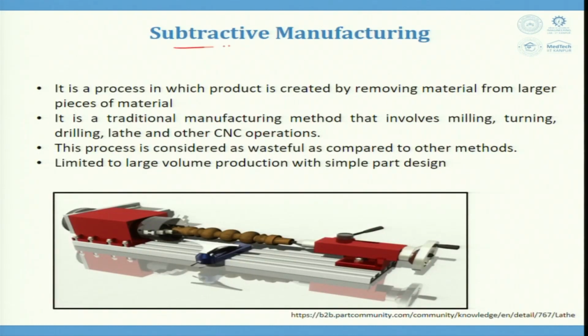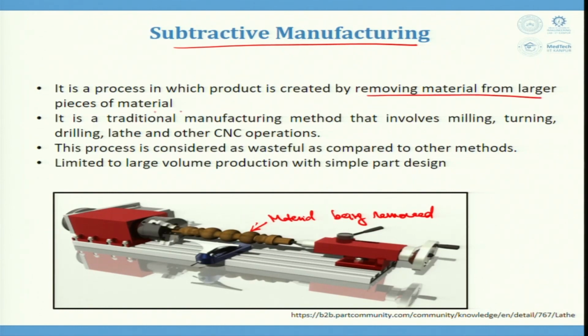There are certain kinds of manufacturing processes. Subtractive manufacturing is a common manufacturing term whenever we talk about CNC machining or so, that is subtractive manufacturing, because you can see here the material is being removed. It is a process in which product is created by removing material from larger pieces of material. It is a traditional manufacturing method that involves milling, turning, drilling, lathe and other CNC operations.